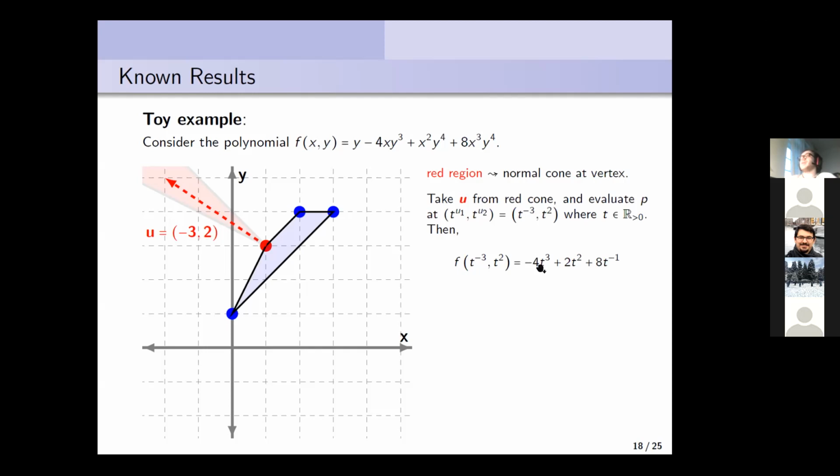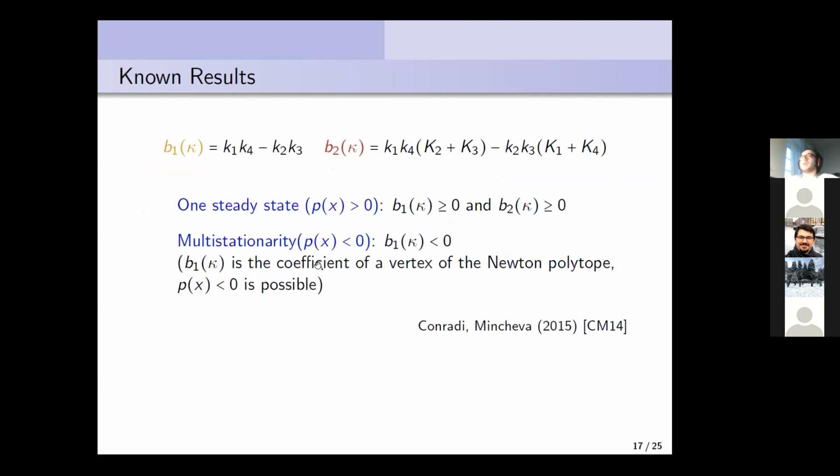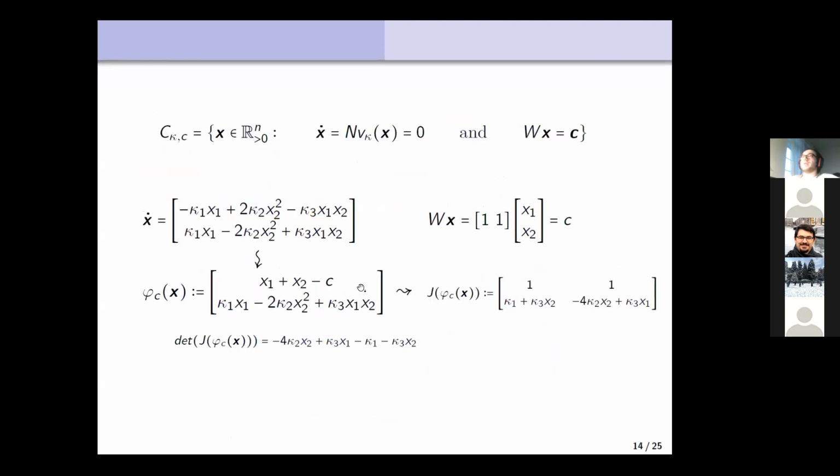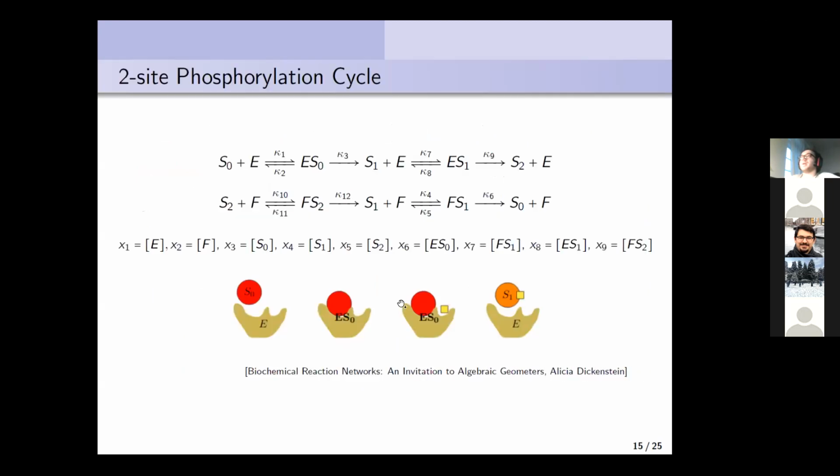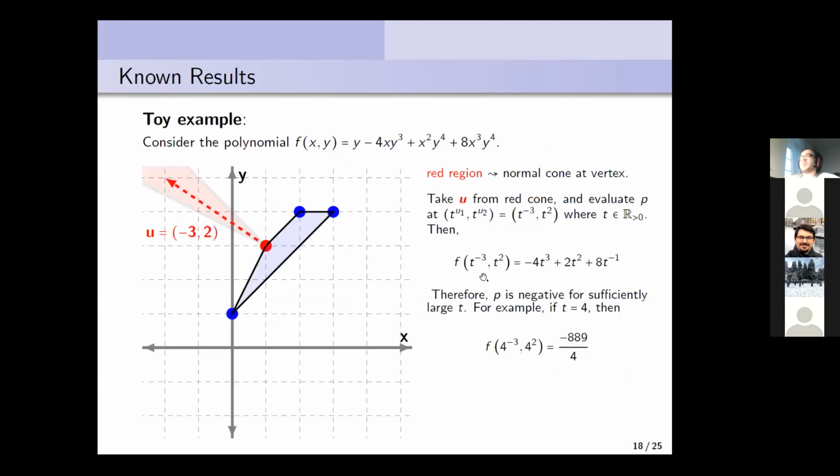And what you have in the end is a univariate Laurent polynomial whose leading coefficient is negative. So this means that if you increase t large enough, then you will get a negative valuation of this polynomial. And this is enough for multistationarity. Why? Because if this condition is satisfied for only some point, then this is enough. So finding just one such point is enough to show that multistationarity is occurring.